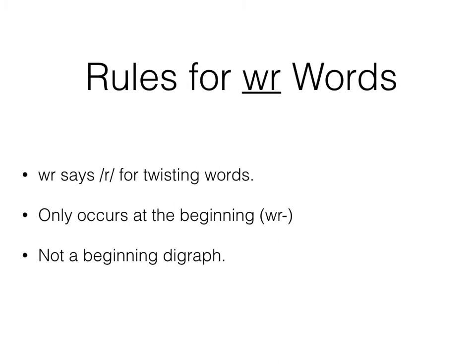When teaching WR, it says R for twisting words. So as you go through each word, ask the students what that word has to do with twisting. For example, if I wrestle you, what does that have to do with twisting? If you get into a wreck, what does that have to do with twisting? If you wring out your bathing suit, what does that have to do with twisting?